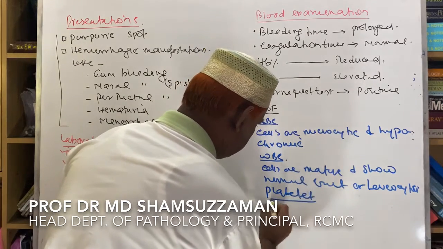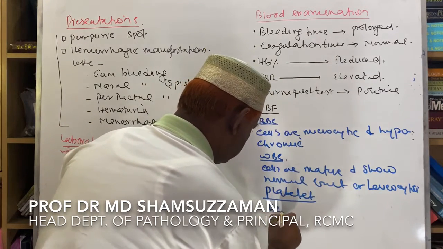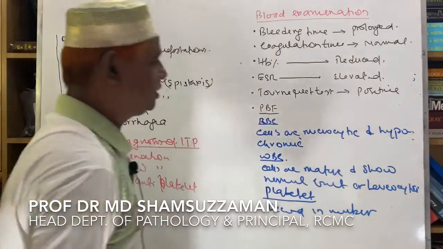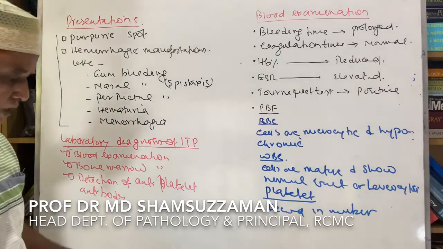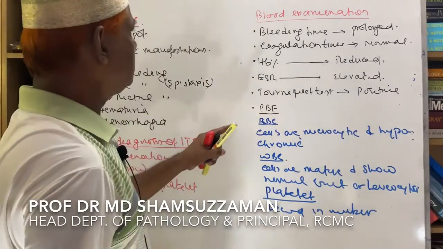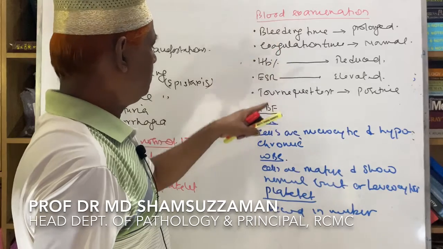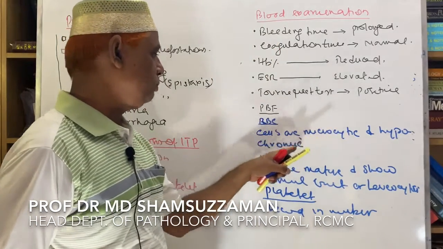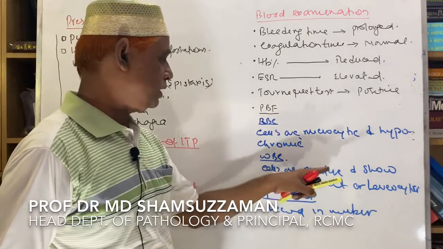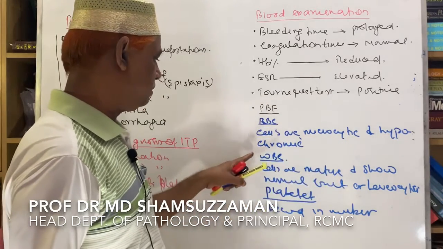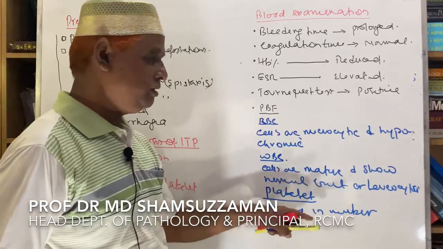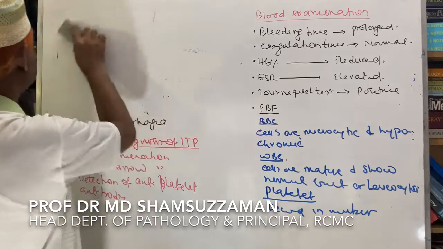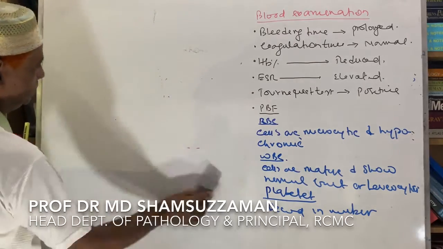Platelets are decreased in number in the film examined. So, the information in peripheral blood film: cells are microcytic and hypochromic in RBC series, cells are mature and show normal count or leukocytosis in WBC series, platelets decreased in number. Sometimes a small and large atypical platelet may be found.